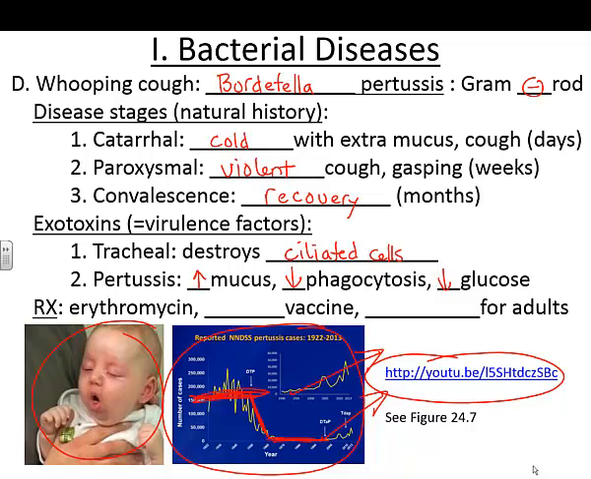Of course, it's best to prevent the disease from occurring at all by giving the DTaP, diphtheria, tetanus, acellular pertussis vaccine to babies. All adults, especially caregivers of little children, should receive the Tdap booster. Do your part to prevent this disease in your children and in your patients. Make sure your vaccines are up to date. This concludes Diseases of the Respiratory System, Part 1.